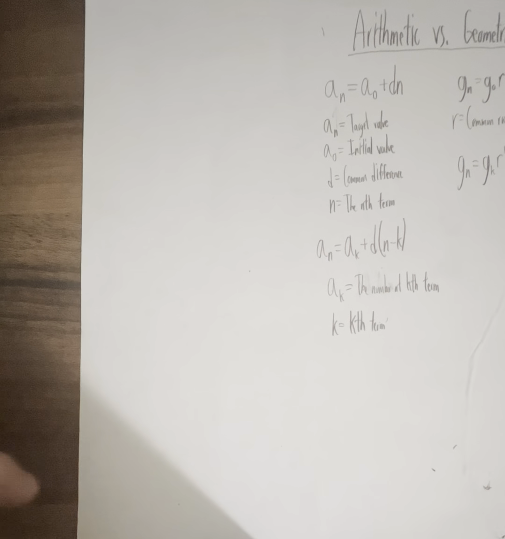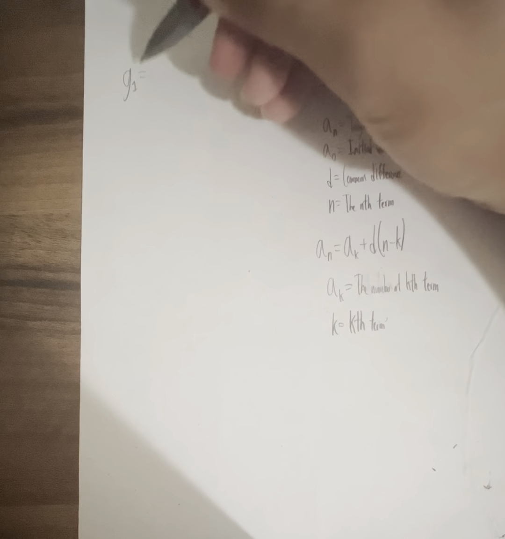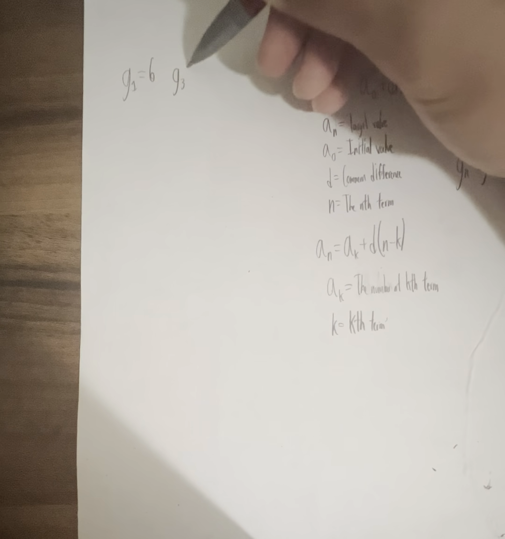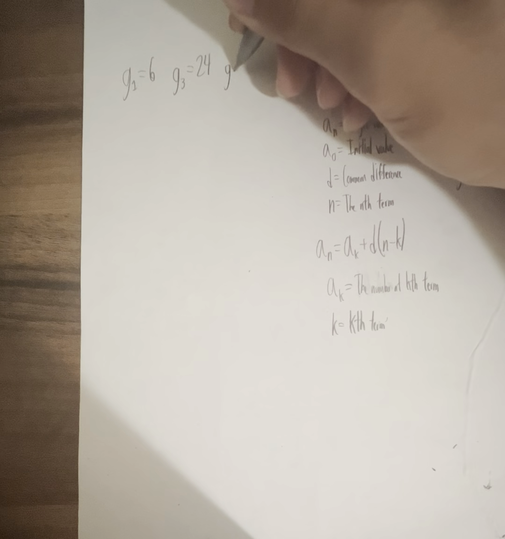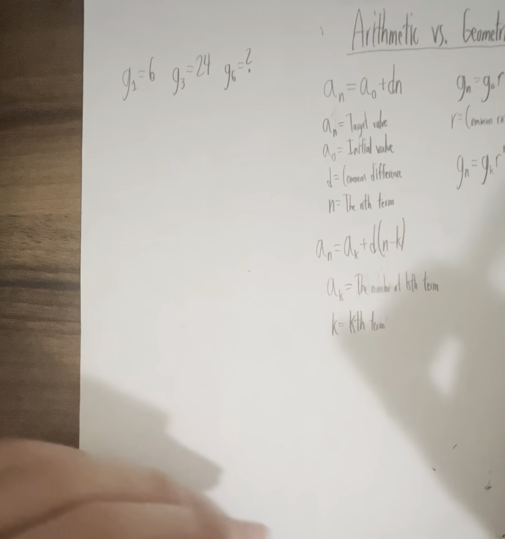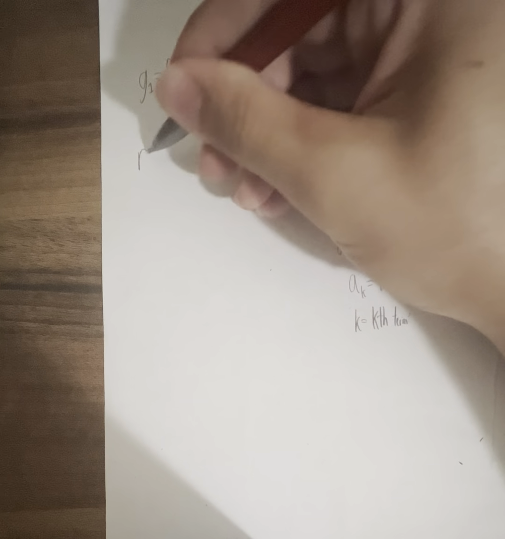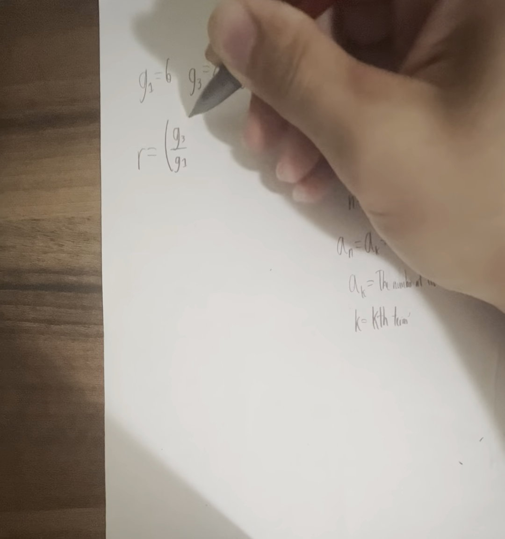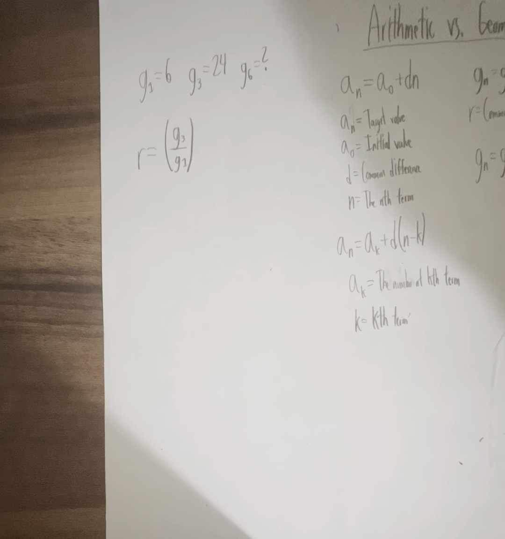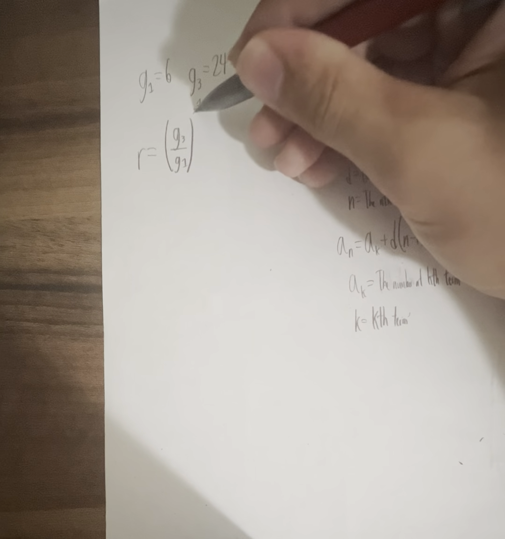Now let's do geometric. So for geometric, let's say we have g of 1 equals 6, g of 3 equals 24, and then let's say we want to find out g of 6. Now, same problem here. We don't know what the common ratio is. So what we have to do is set up this formula. Sort of the same idea as how we formed the formula for d in the arithmetic sequence, but this one is a bit more complicated.